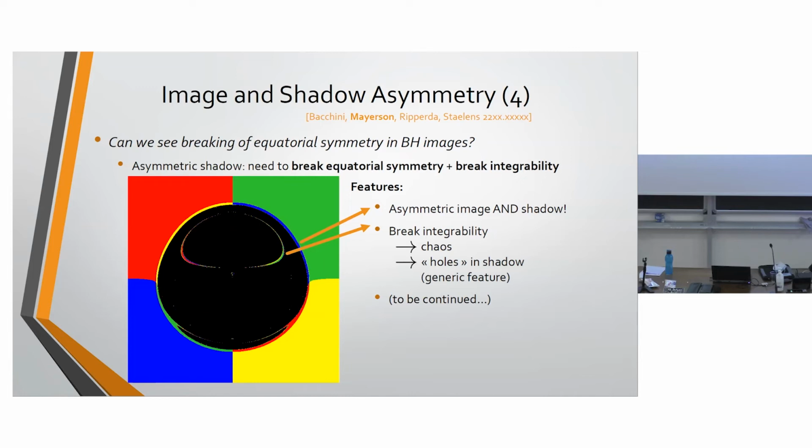Okay, and I just want to point out, you see that there's something weird going on inside the shadow. This seems to be a general feature of breaking integrability, where you have holes in the shadow, right? And so this is related to chaos. And this is not related to the singularity that you have in the metric. It's related really to the fact that you break integrability. Okay, but that's not really the focus I have here.